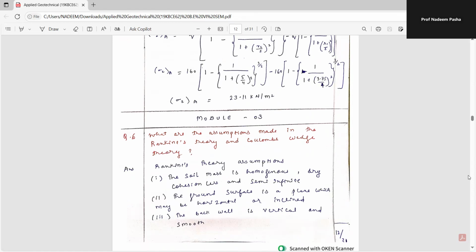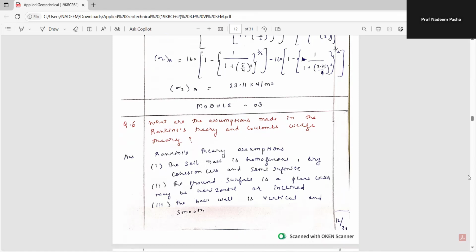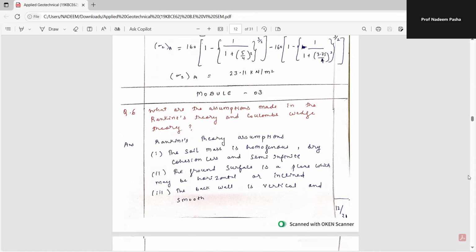So what are the assumptions made in Rankine's theory and Coulomb's wedge theory? Rankine's theory assumptions. The soil mass is homogeneous, dry, cohesionless and semi-infinite. The ground surface is a plane which may be horizontal or inclined. The back of the wall is vertical and smooth.